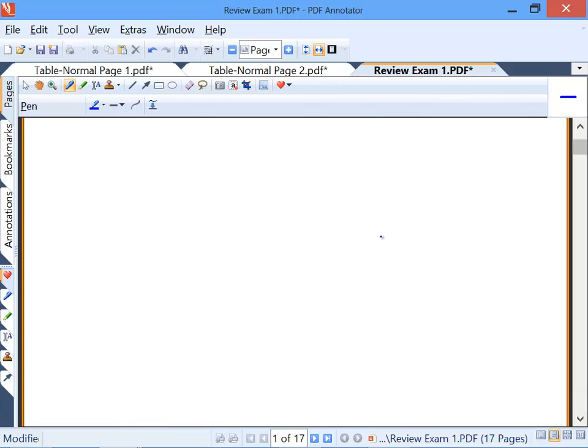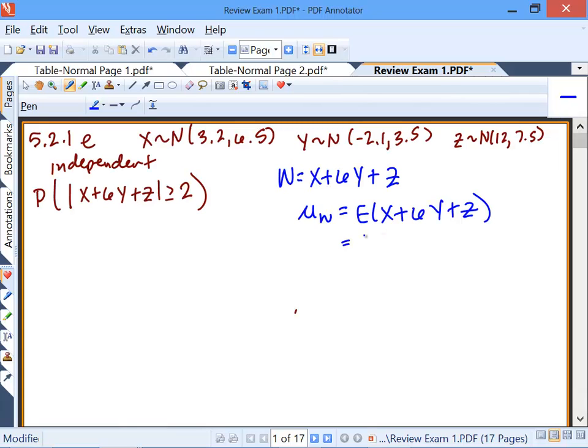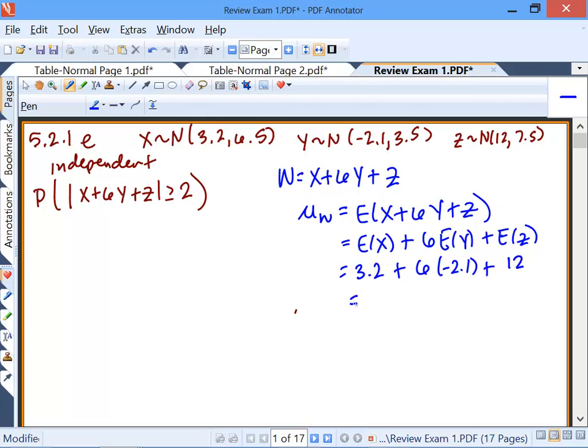and just use our rules for expected value that we memorized a while ago. So this is the expected value of X plus 6 times the expected value of Y plus the expected value of Z. Correct? That's what makes sense to do for our expected values. So this is 3.2 plus 6 times negative 2.1 plus 12. So 2.6.